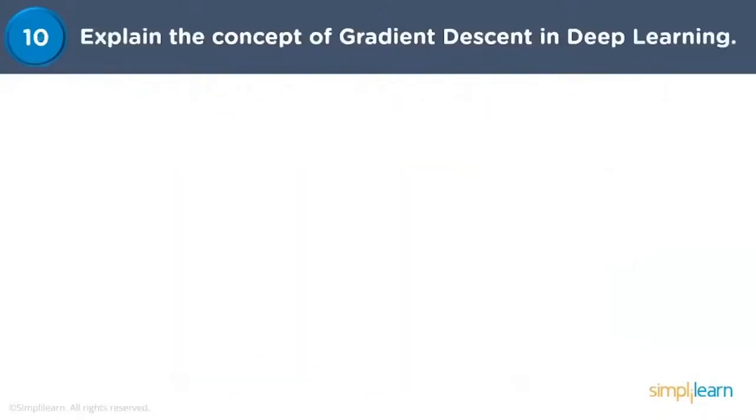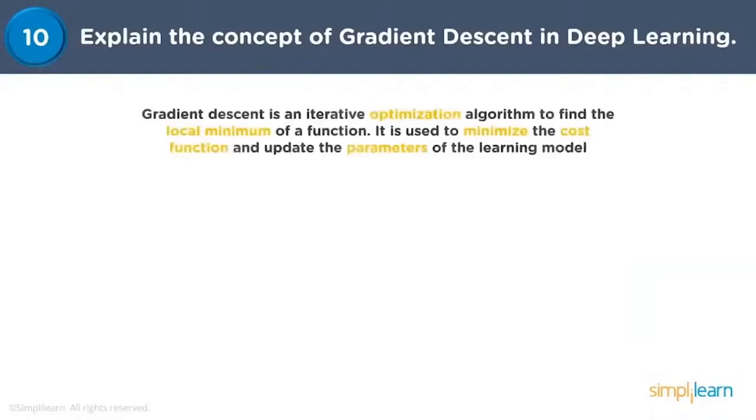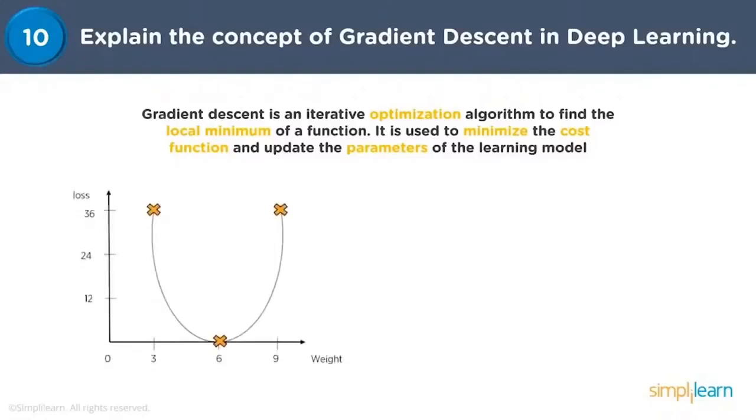Finally, talking about the last question in our list of interview questions, we have: explain the concept of gradient descent in deep learning. Now, gradient descent is an optimization algorithm which is mainly used to find the minimum of a function. In machine learning, gradient descent is used to update the parameters in a model. Parameters can vary according to the algorithm, such as coefficients in linear regression and weights in neural networks.